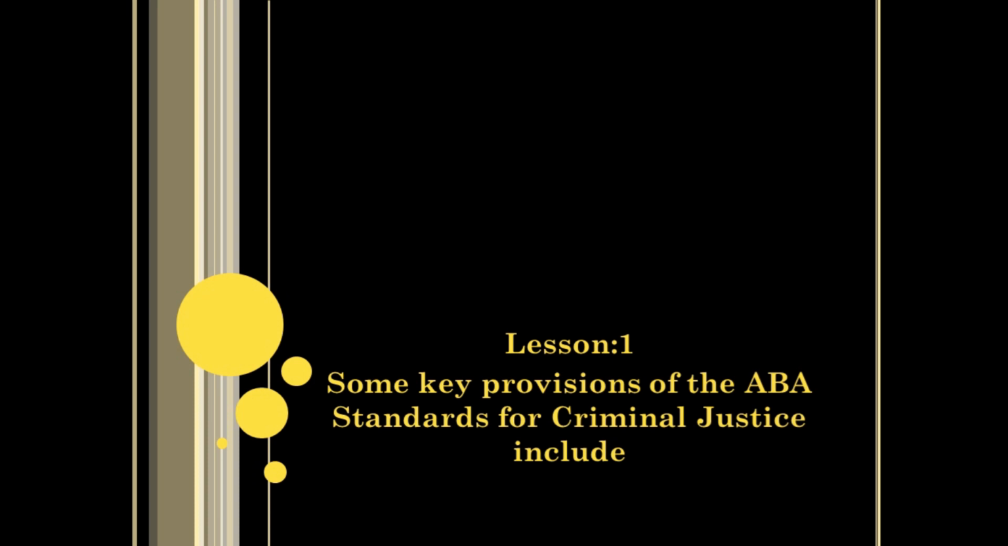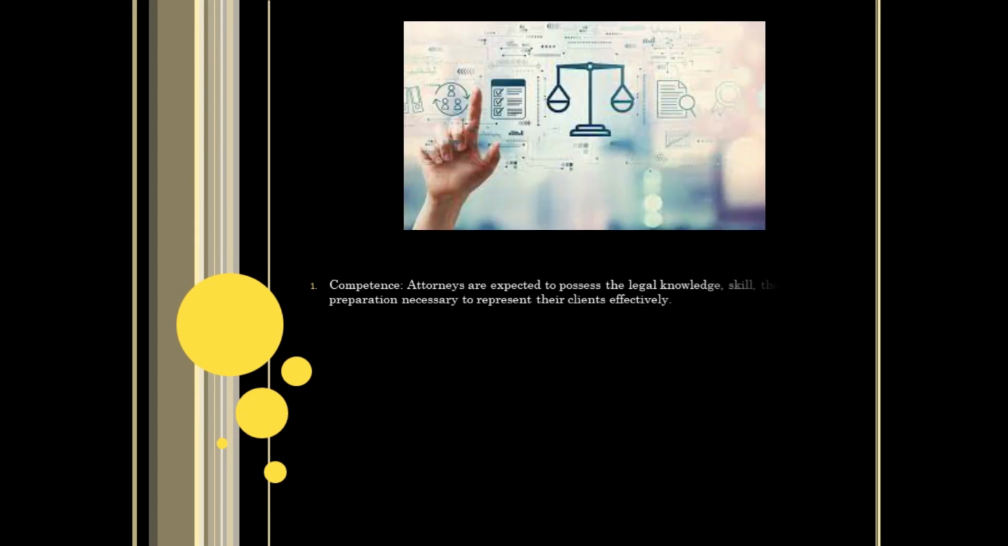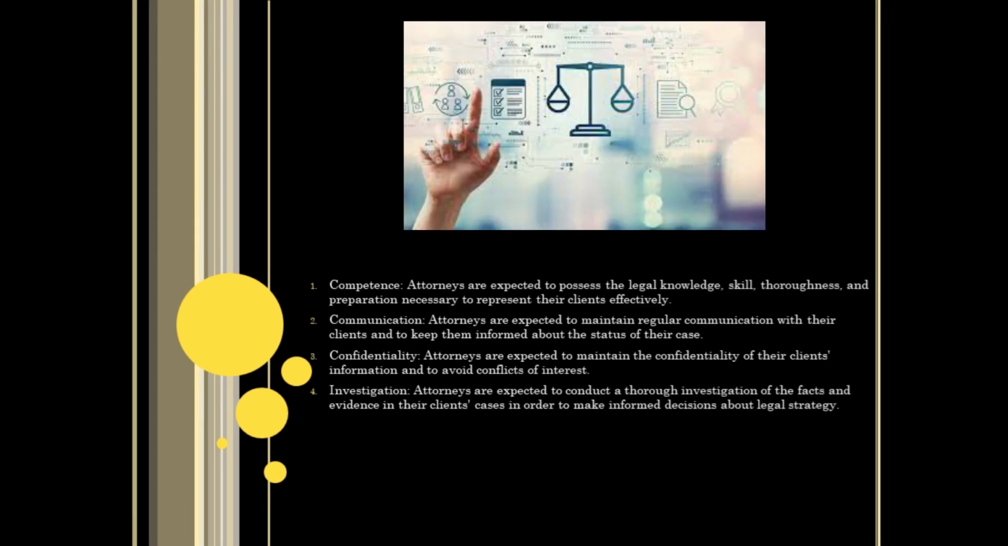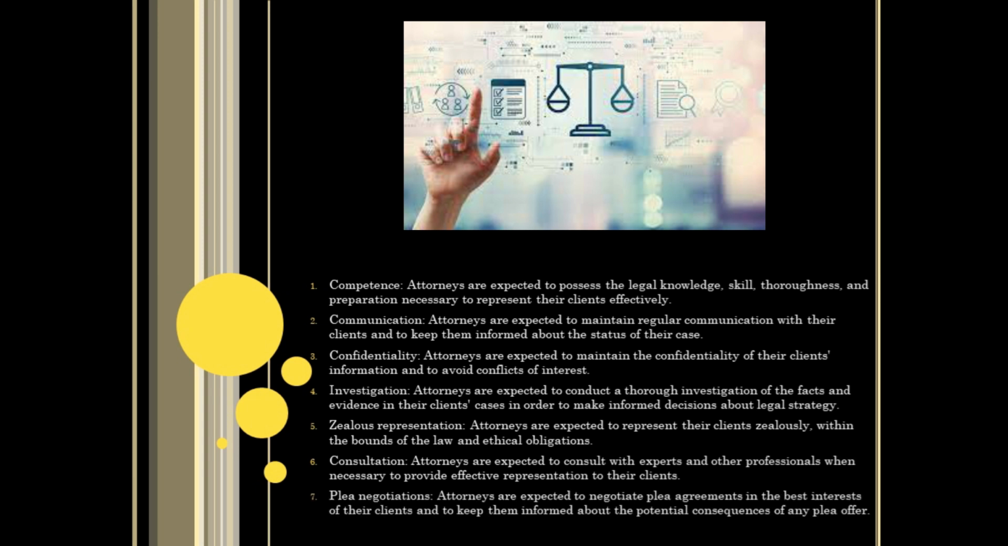Lesson 1. Some key provisions of the ABA Standards for Criminal Justice include: Competence. Attorneys are expected to possess the legal knowledge, skill, thoroughness, and preparation necessary to represent their clients effectively. Communication. Attorneys are expected to maintain regular communication with their clients and to keep them informed about the status of their case. Confidentiality. Attorneys are expected to maintain the confidentiality of their clients' information and to avoid conflicts of interest. Investigation. Attorneys are expected to conduct a thorough investigation of the facts and evidence in their clients' cases in order to make informed decisions about legal strategy.